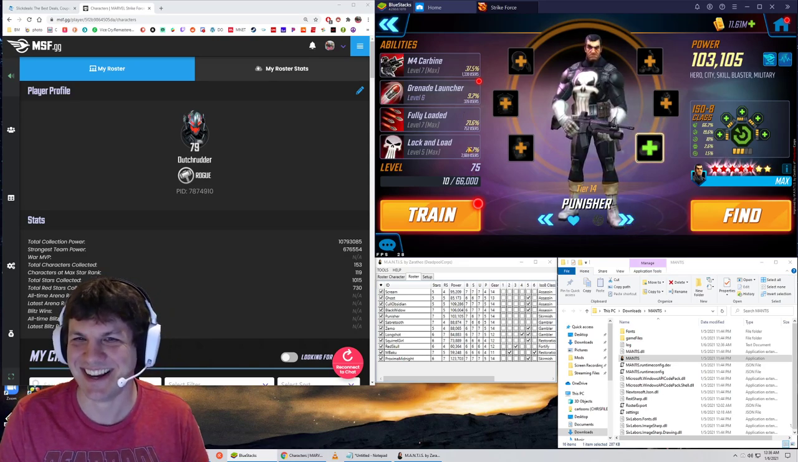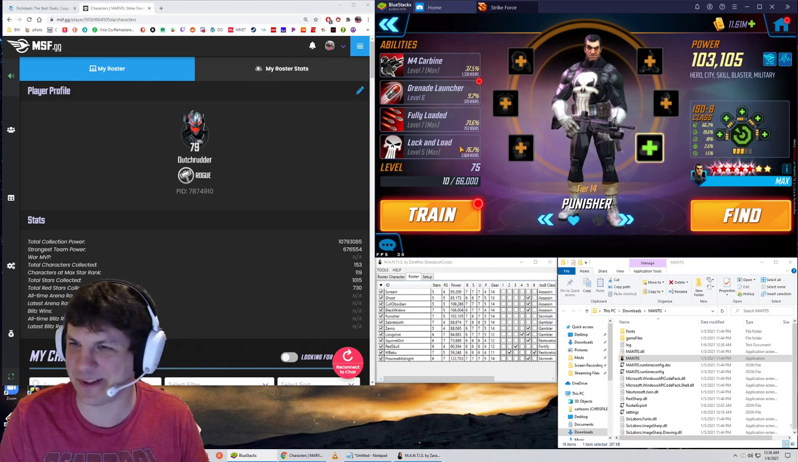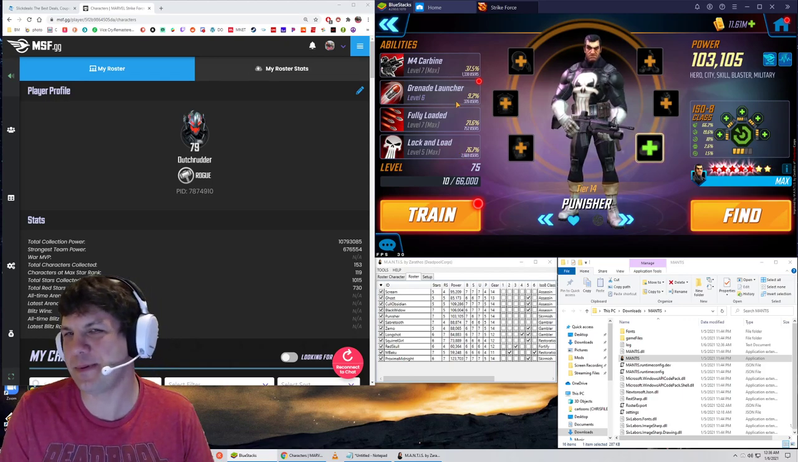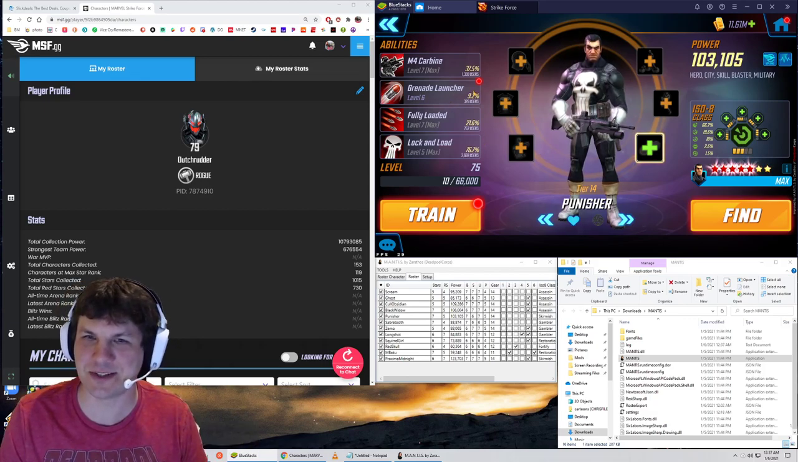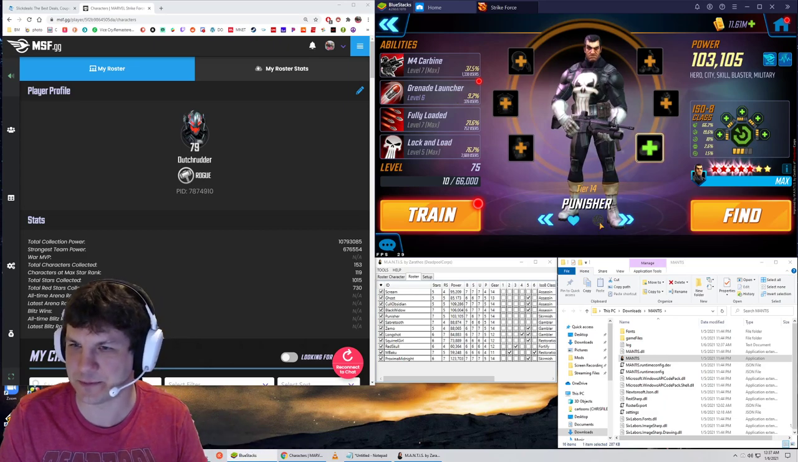Like you can see here, Punisher passive, a lot of people have that, of course, but not very many people have his grenade launcher, although you have to think that, with his changes just happening, that's probably going to change, so we may see this number tick up in the future.